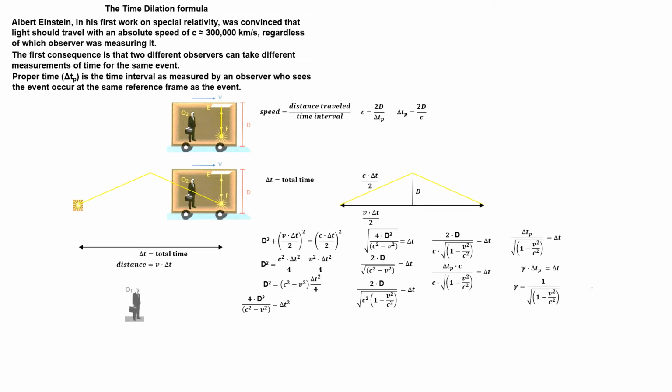Since the speed of the wagon will always be less than the speed of light, the gamma constant will always be greater than 1. So we see that the time interval measured by an observer that sees the wagon moving is longer than the proper time measured by an observer at rest with respect to the wagon. This effect is known as time dilation.